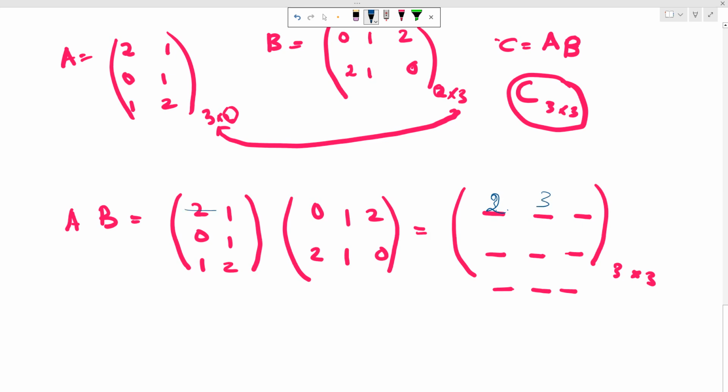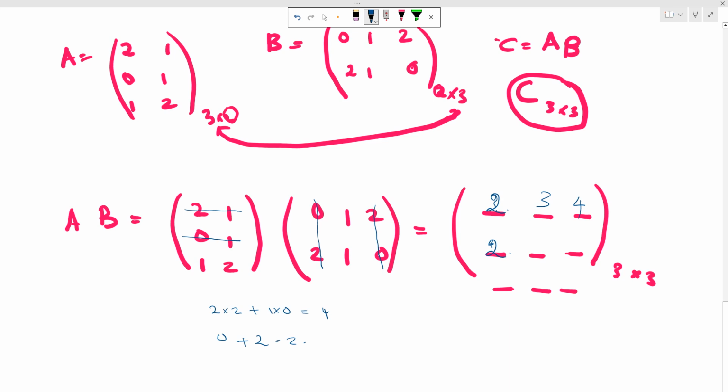Again, this should be multiplied by this. So 2 times 2, 4, plus 2 times 0. So 4 is the answer. Okay, 4. Again, for finding out the entry coming here, you should take the second row of the first matrix and the first column of the second matrix. So 0 times 0, 0, plus 1 times 2, 2. So here 2.